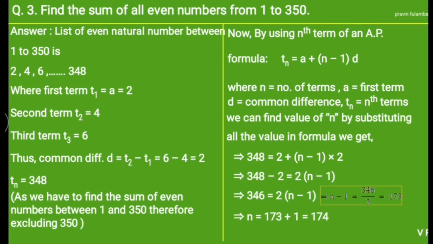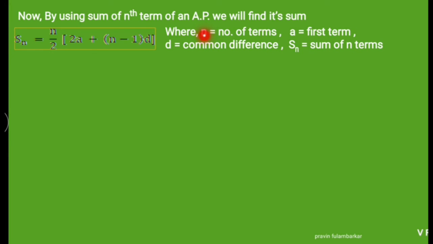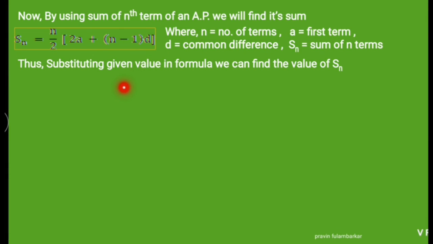Now we have to find this sum. So we write here, now by using the sum of n terms of an arithmetic progression, we will find its sum. Now we know the value of a, we know the value of n, we know the common difference. So we substitute all these values in this formula to calculate the sum. So n is the number of terms, a is the first term, d is the common difference, Sn is the sum of n terms. So we substitute given values in this formula to find value of Sn.